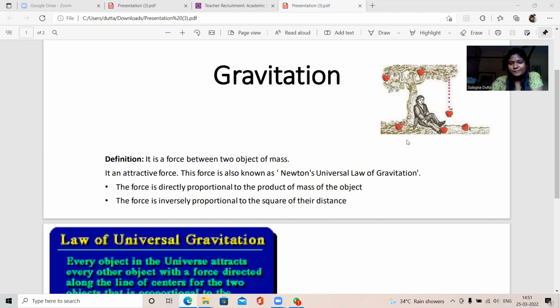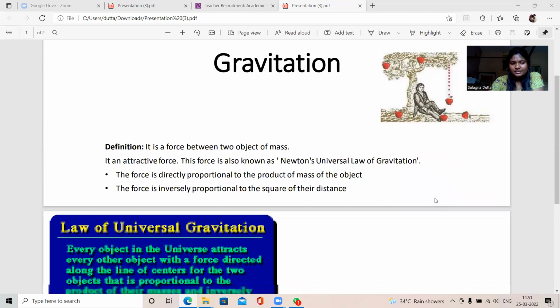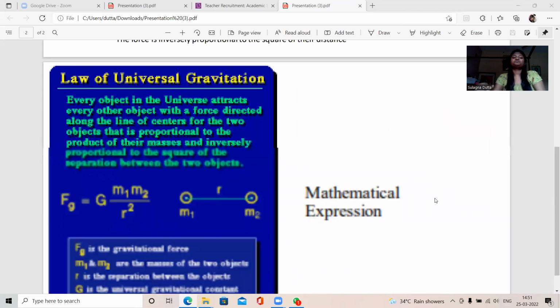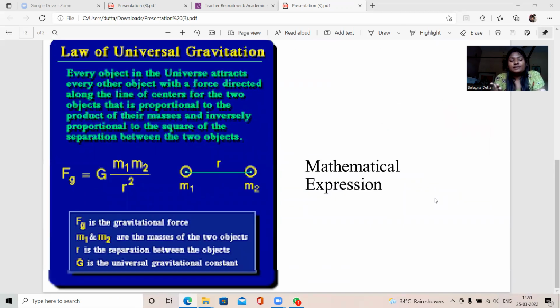So if we go to the mathematical formula, we have to go to this second slide, one second, and here it is. We can see that Fg is the gravitational force; here we use the suffix g to indicate it as a gravitational force, nothing else. It equals capital G, where capital G is the universal gravitational constant. M1 and M2 are the masses of the two objects in the figure, and R is the distance between the two objects.